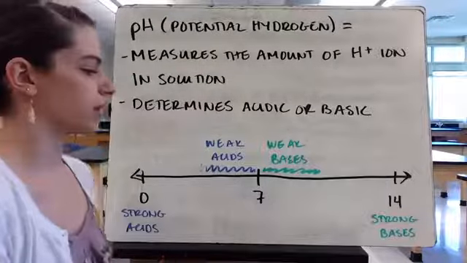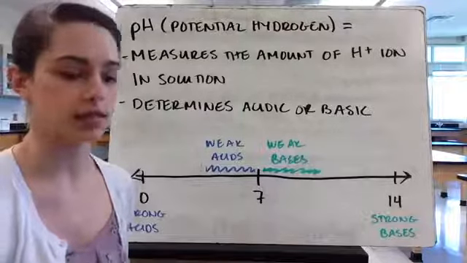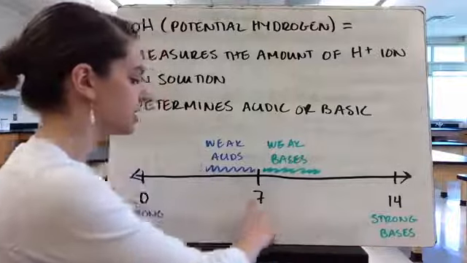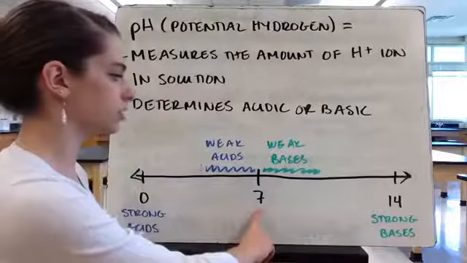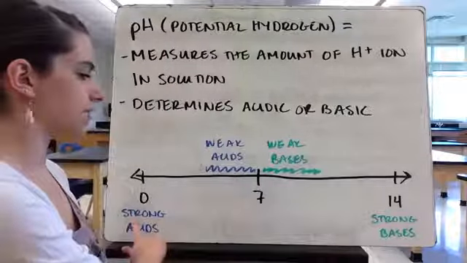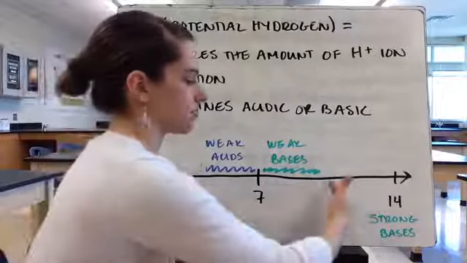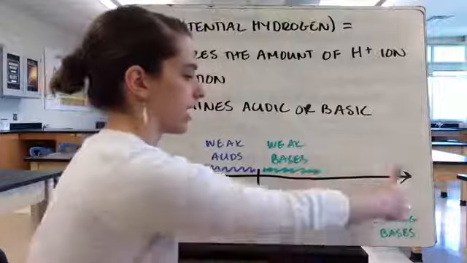So we have what's called a pH scale. Now we've probably seen this before. It's a scale that ranges from 0 to 14. 7 in the middle is neutral. Our strong acids have a pH towards the 0 end of our scale, and our strong bases have a pH towards the 14 end of our scale, the high end.